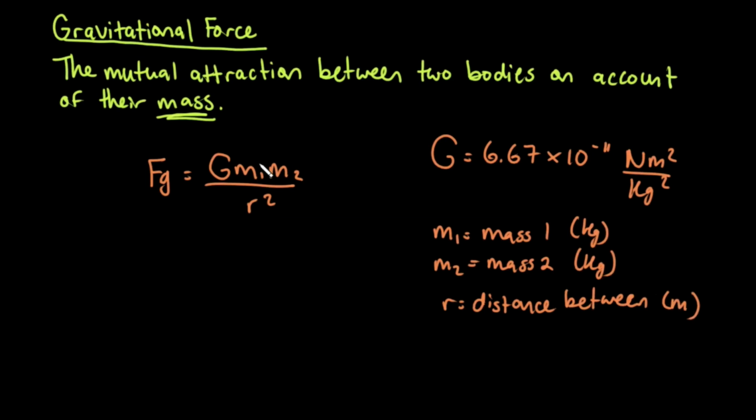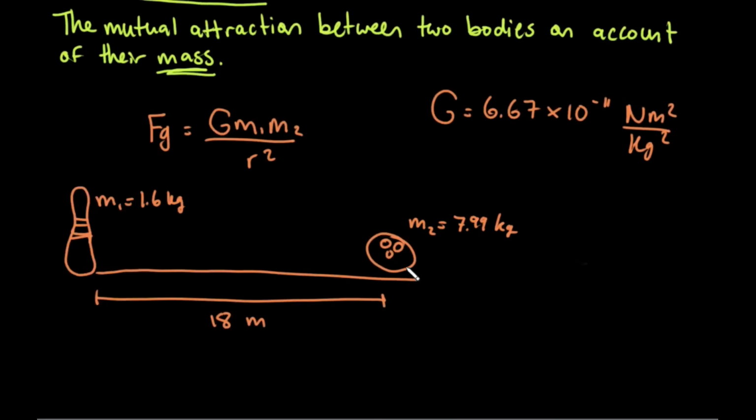Let's take a look at an example. So here we have an example. We have a bowling ball here that has a mass of 7.99 kilograms, and we have a bowling pin that has a mass of 1.6 kilograms. The distance between the two of them is 18 meters. So if we wanted to calculate the gravitational force between these two, we would do the following.